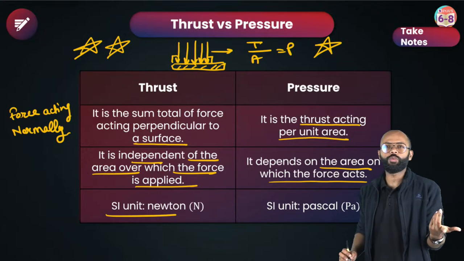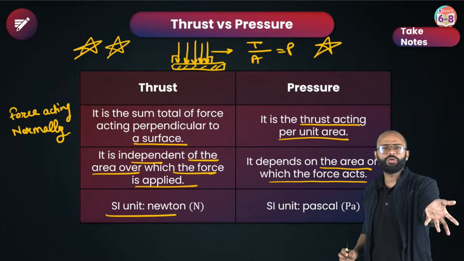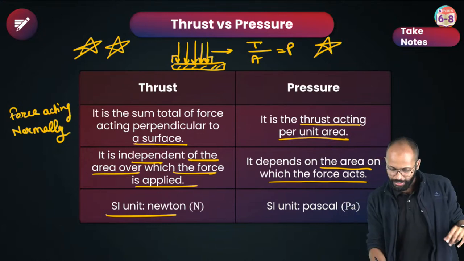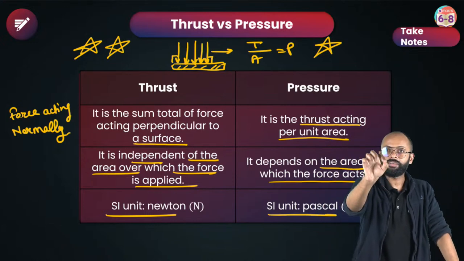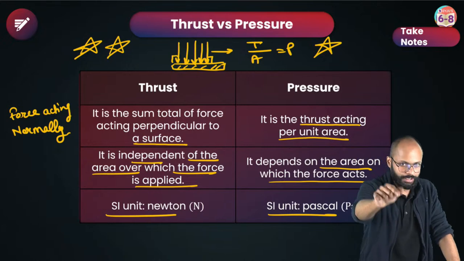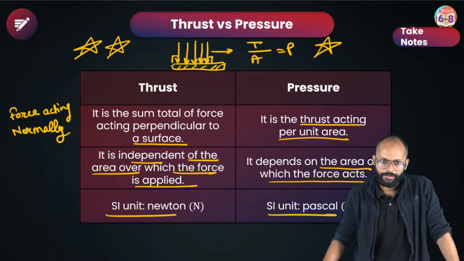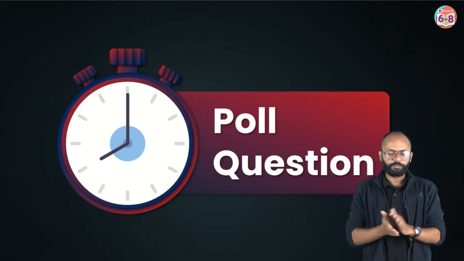The unit of thrust is Newton. Why? Because thrust is nothing, it's just force acting perpendicular, right? Pressure is Pascal, Newton per meter square. But we have given a name to it, Pascal. Clear? Right? Very good. Okay.